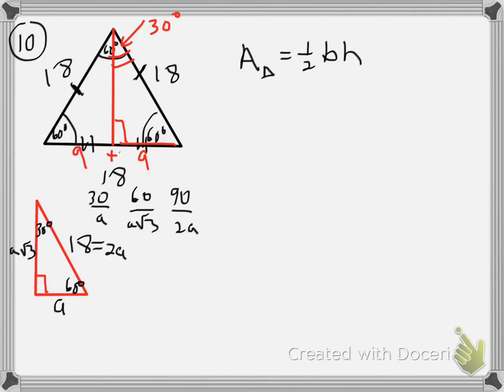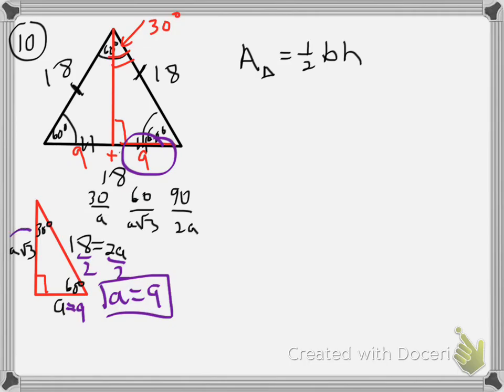Okay, so we can get the sides there. So let's do that. We will divide by 2, and we get a equals 9. So this is 9, which we already knew. We already figured it out here, but it works. That's 9, so that's no surprise. But over here we get this is 9 root 3. Okay, so that's important. This is 9 root 3.